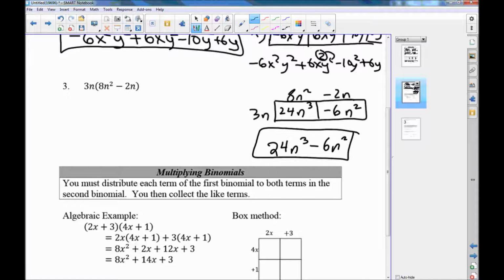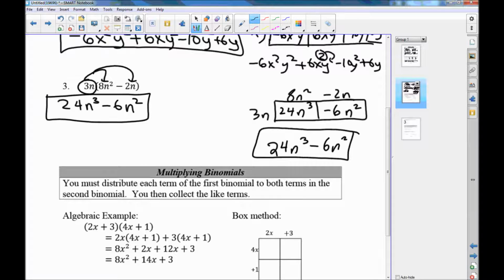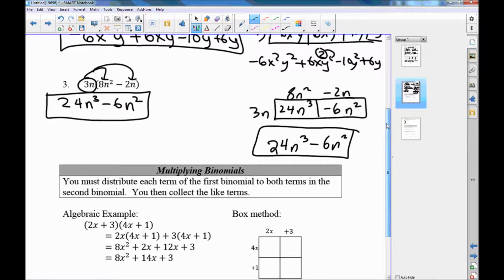Okay. Same thing could be done algebraically. I take the 3n and I multiply it to both of these. So 3n times 8n squared makes 3 times 8 for 24. N times n squared is n cubed. And then 3n times negative 2n, so 3 times negative 2 is negative 6. And n times n is n squared. All right, either way works, okay? And you should be familiar with both.